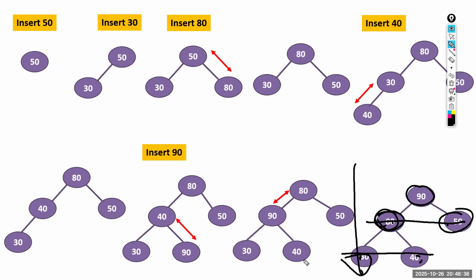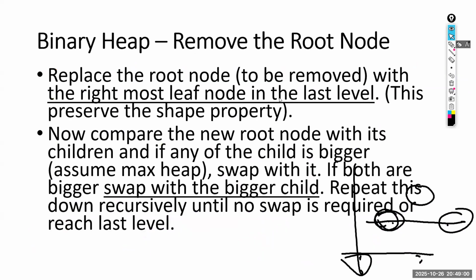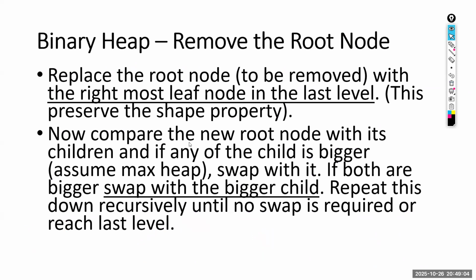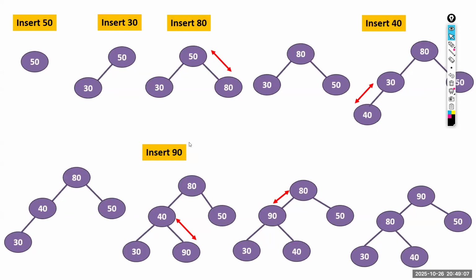So when you insert, first preserving the shape property and then checking and fixing the heap property, you keep having the binary heap. Again, the idea is to fix it then and there rather than wait for a lot of violations. Any questions? Because we are done with how to insert, or how to make a binary heap.